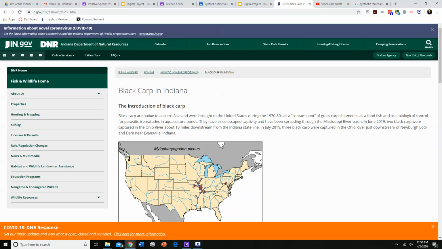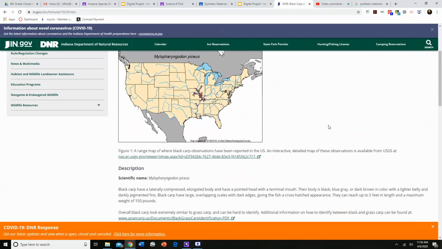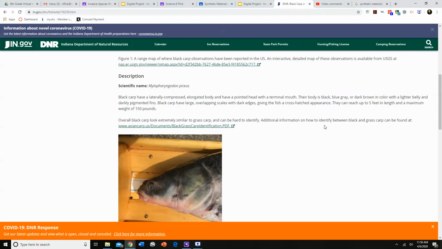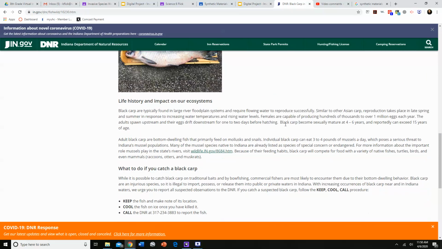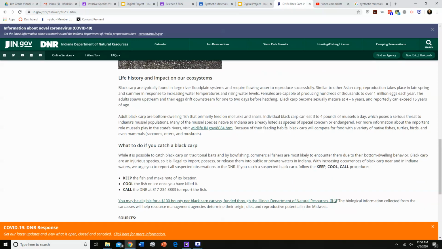Okay, so the black carp are native to Eastern Asia. There's where it came from. They were brought to the United States in the 70s and 80s as a contaminant of grass carp shipments. So we accidentally introduced it, is what that is saying. Okay, so now let's see what it says here about Indiana. If it says anything, well, okay.